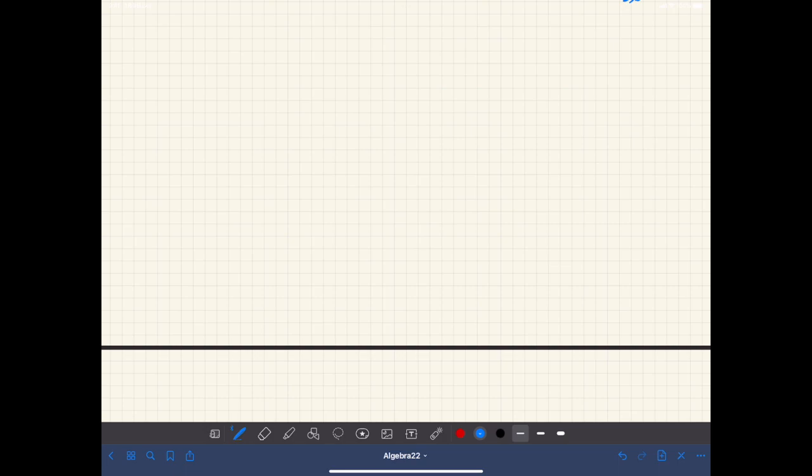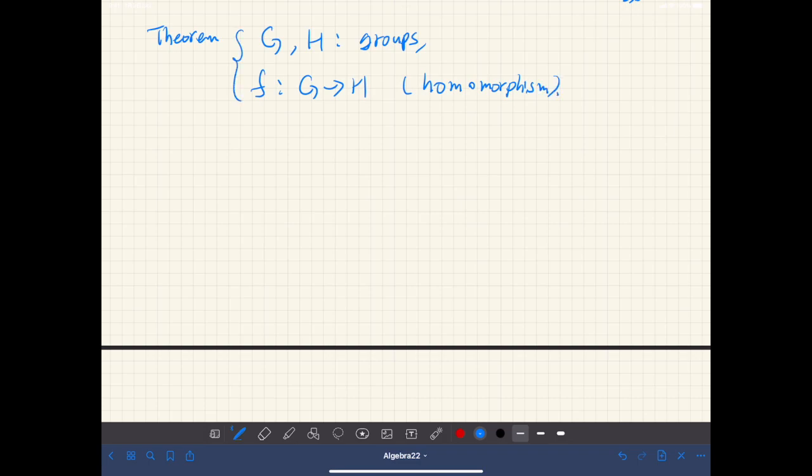Now let's see the following theorem. This time we consider groups. So let's say G and H are groups, and F is a homomorphism from G to H. So these are our assumptions. Then we have the following.